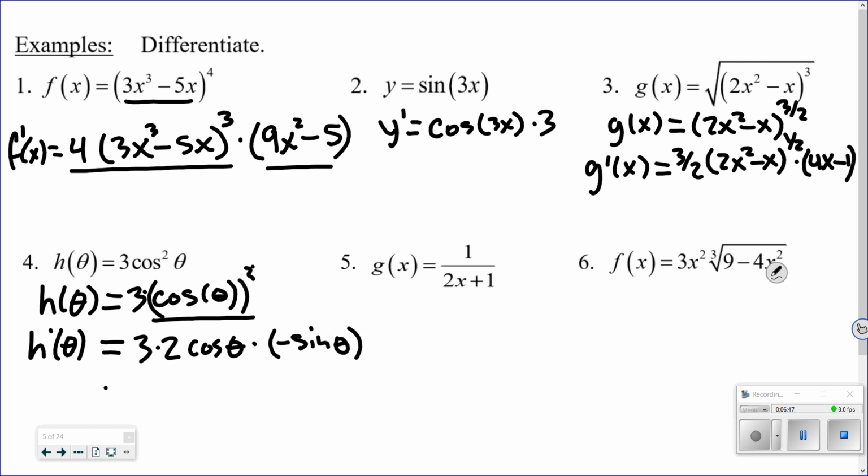So if we just clean that up a little bit, it'd be negative 6 cosine of theta sine of theta.